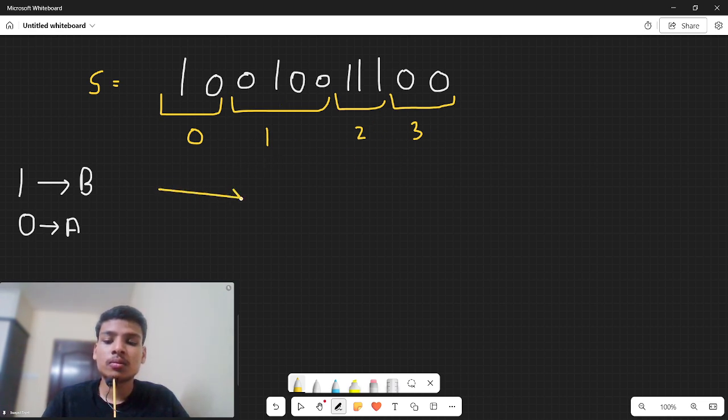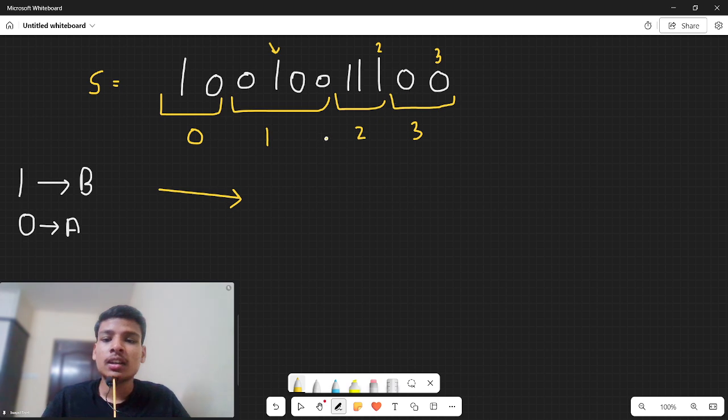So the score of a fish is defined as the score of the group in which it is present. Now tell me what is the score for this fish. First of all, I have to find the score of its group. The score of its group is 1, right? The score of this fish will also be 1. Similarly, the score for this fish will be 2, and the score for this fish will be 3.